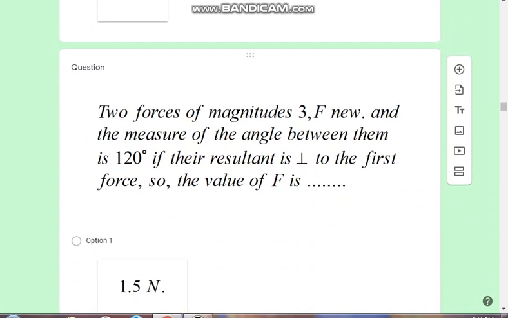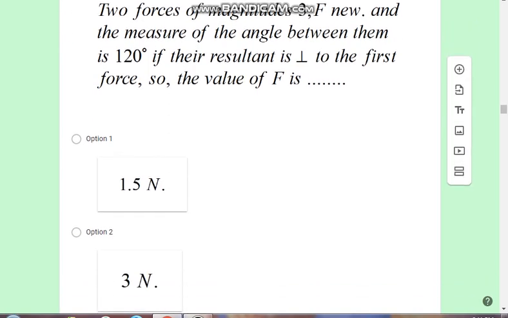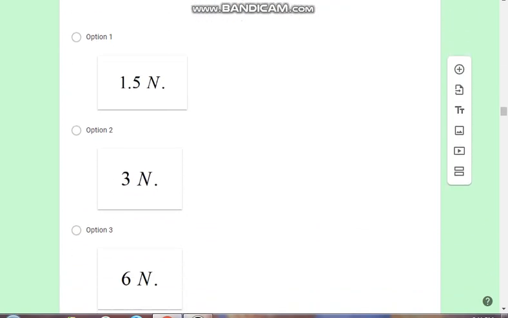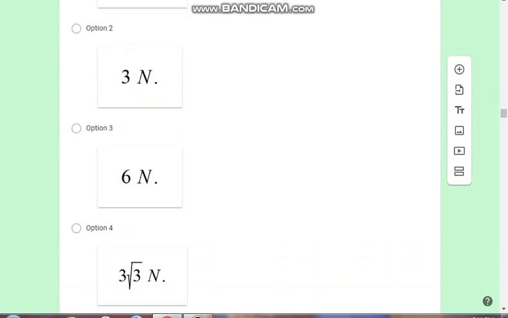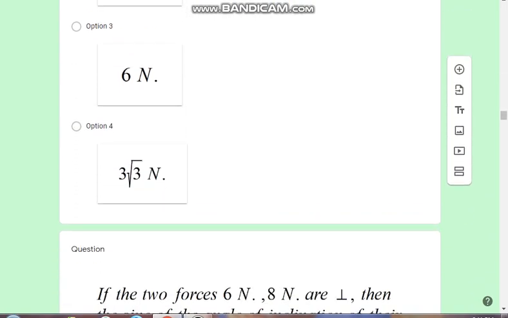The next: two forces of magnitudes 3 and F Newton, and the measure of the angle between them is 120 degrees. If the resultant is perpendicular to the first force, then the value of F is 1.5 Newton, or 3 Newton, or 6 Newton, or 3 root 3 Newton.